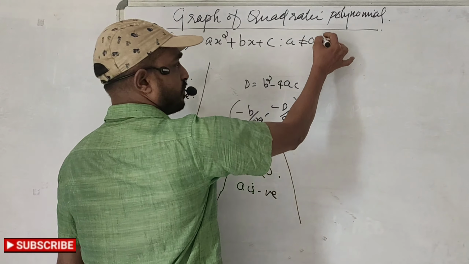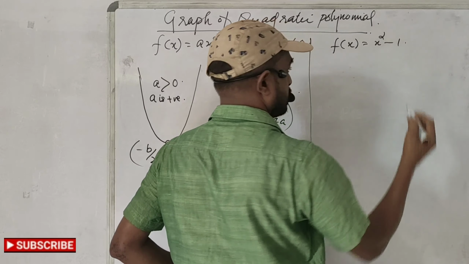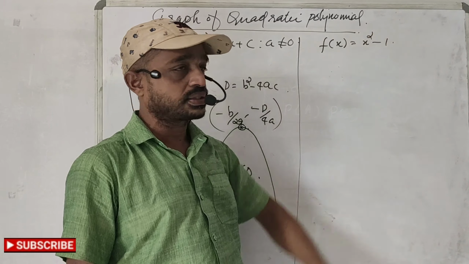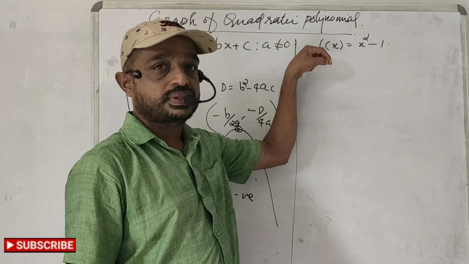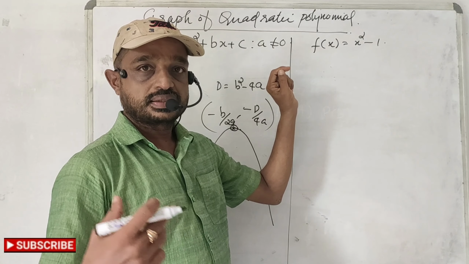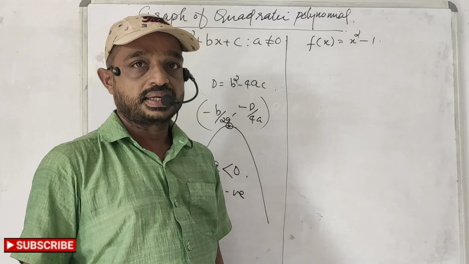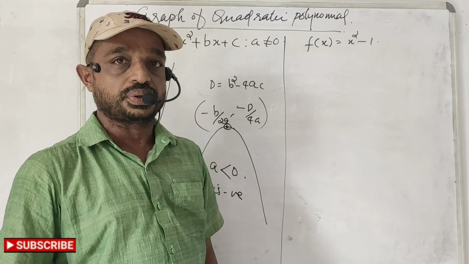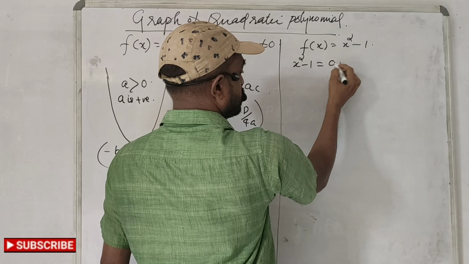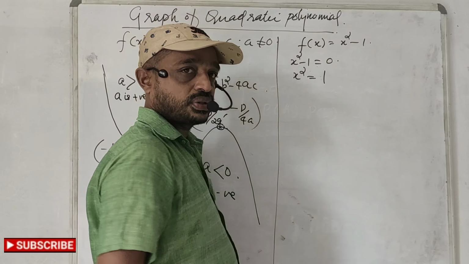Now let us consider a very simple example. Let us consider f(x) = x² - 1. Clearly this is a quadratic polynomial or a second degree polynomial. How will you find out the zero of this polynomial algebraically? We have seen in our last lecture that to obtain the zero of a polynomial algebraically, just equate the given polynomial to 0. So let us equate the given polynomial to 0. That is x² - 1 = 0, or x² = 1. Minus 1 when brought to the right hand side becomes plus 1.